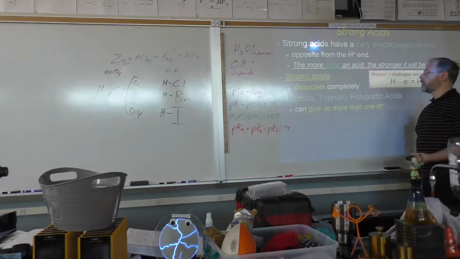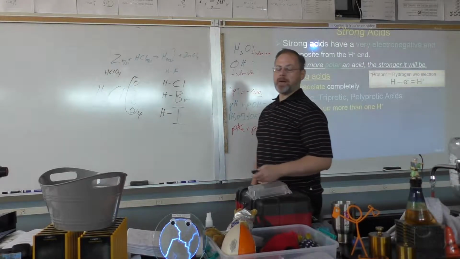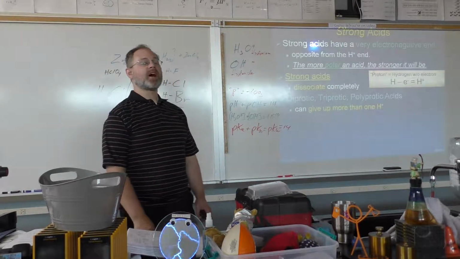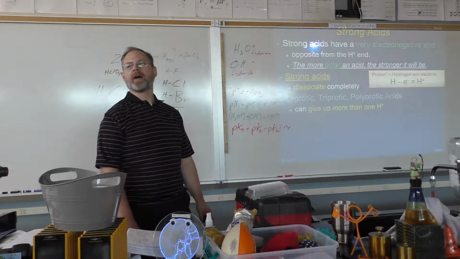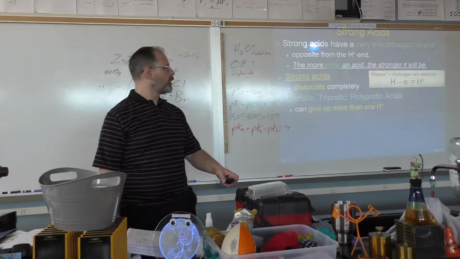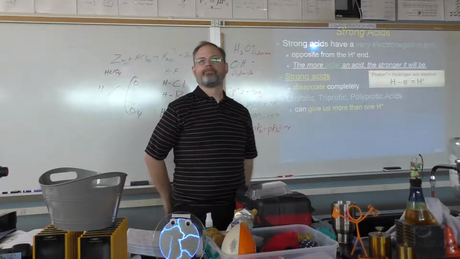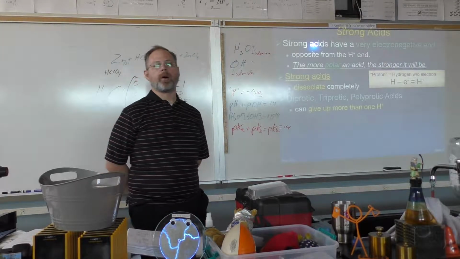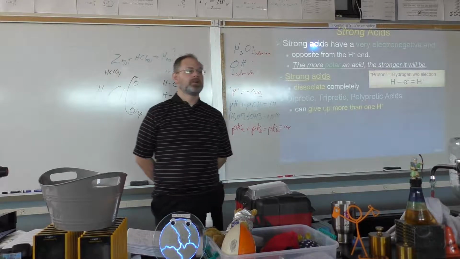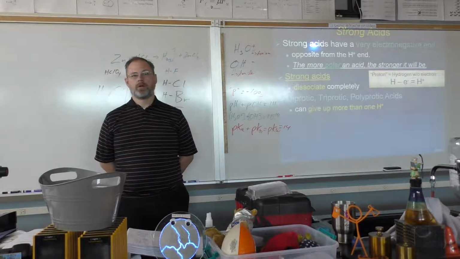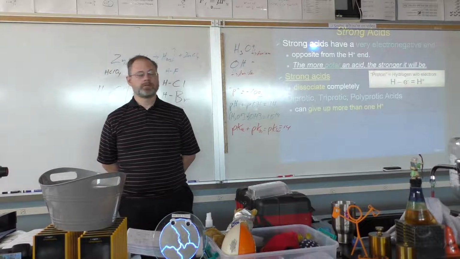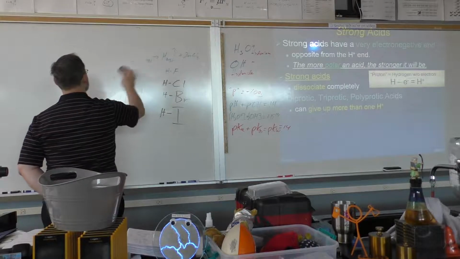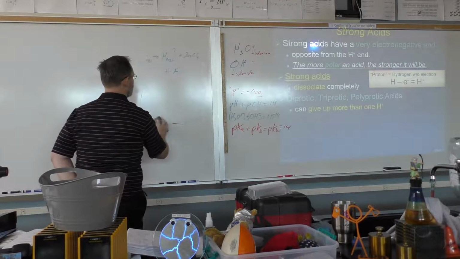Okay, so acids can be monoprotic, diprotic, or triprotic. The diprotic and triprotic are called polyprotic acids, meaning they have more than one proton to give up. So diprotic have 2, triprotic have 3. Together they are polyprotic acids. Write that down. Now, that's important for a very specific reason.